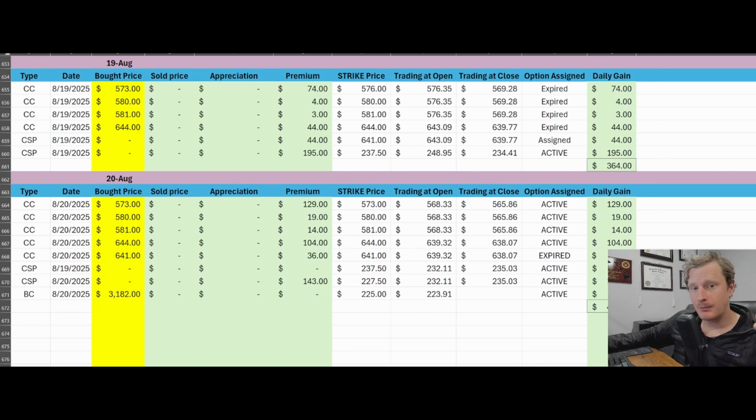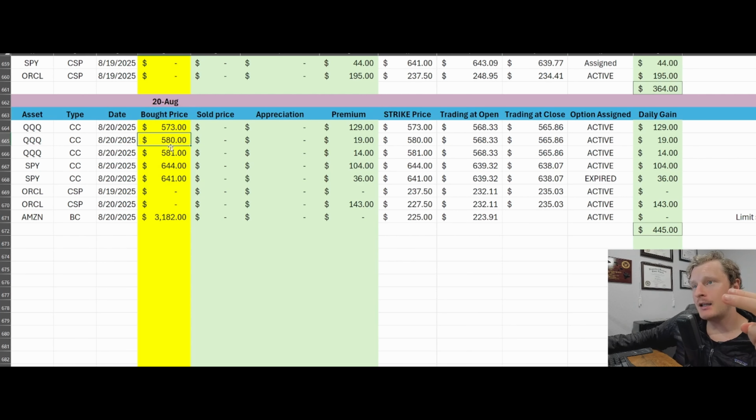For my QQQ covered calls, I have 3 different buying points. I had the 573, 580, and the 581. And ideally, the way I trade, because I've been bit a few times with selling below my cost basis, I will not choose a strike price below my cost basis. I will just gut bad premium until the market recovers. That could be 1 day, that could be 1 week, that could be 1 month, or that could be 1 year. And I've set myself up, and that's the way I'm going to trade.